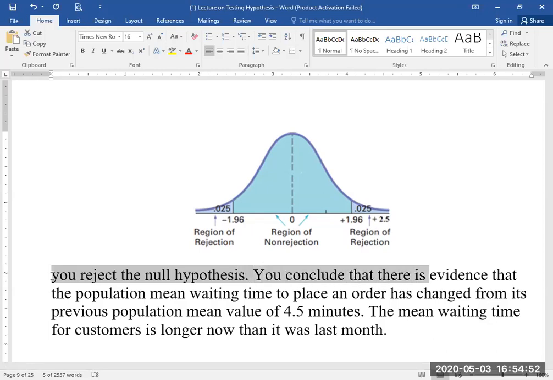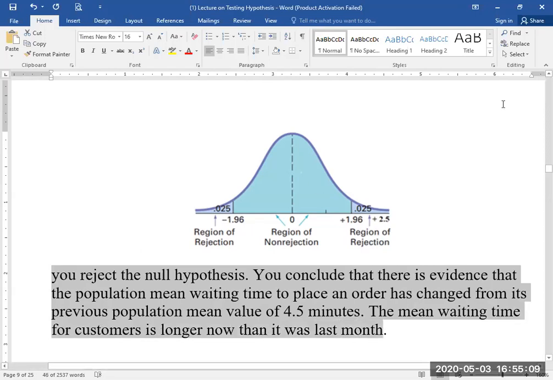You conclude that there is evidence that the population mean waiting time to place an order has changed from its previous population mean value of 4.5 minutes. The mean waiting time for customers is longer now than it was last month.